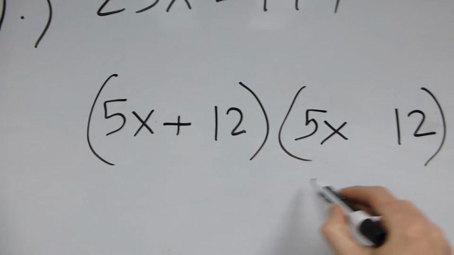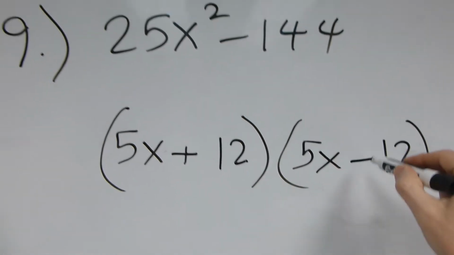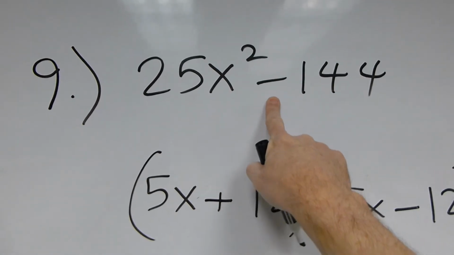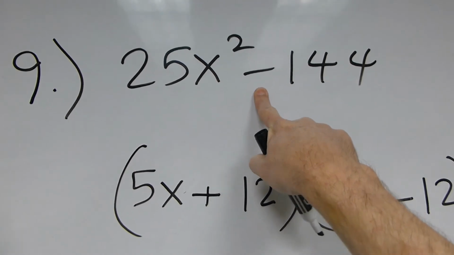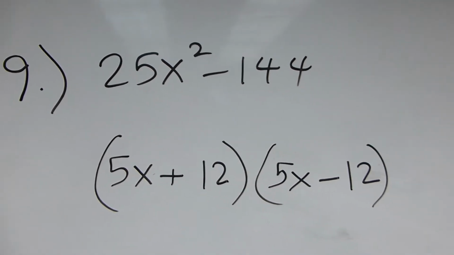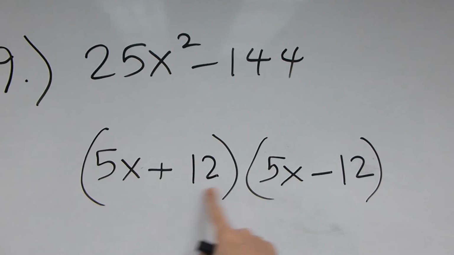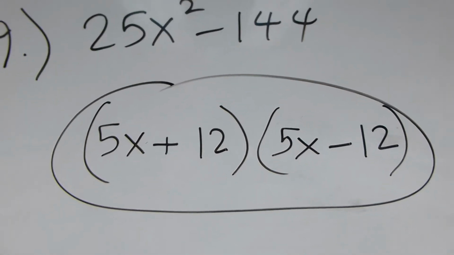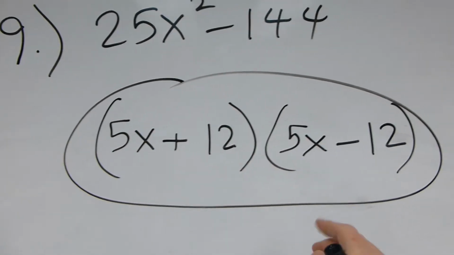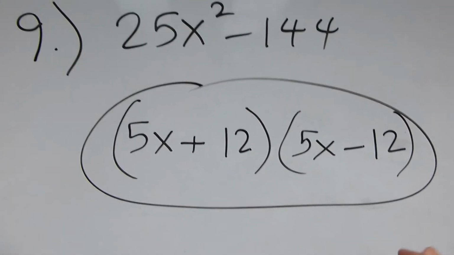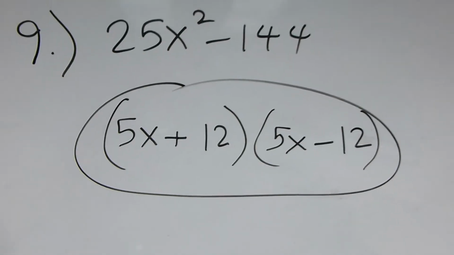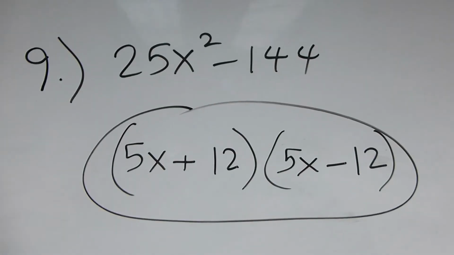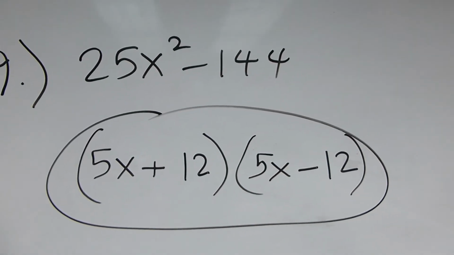If one's plus and one's minus, don't we call this the difference, fancy word for subtraction, the difference of two squares? And isn't there always one plus and one minus? And that's it. Okay? I mean, technically that is like two numbers that would FOIL to be all this right here, but don't even worry about that. Know how to factor your difference of two squares, because that's going to come up a lot.